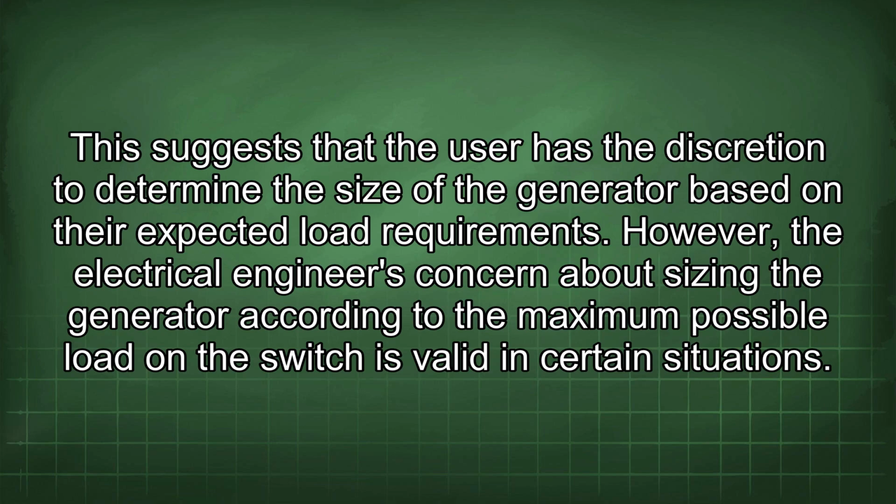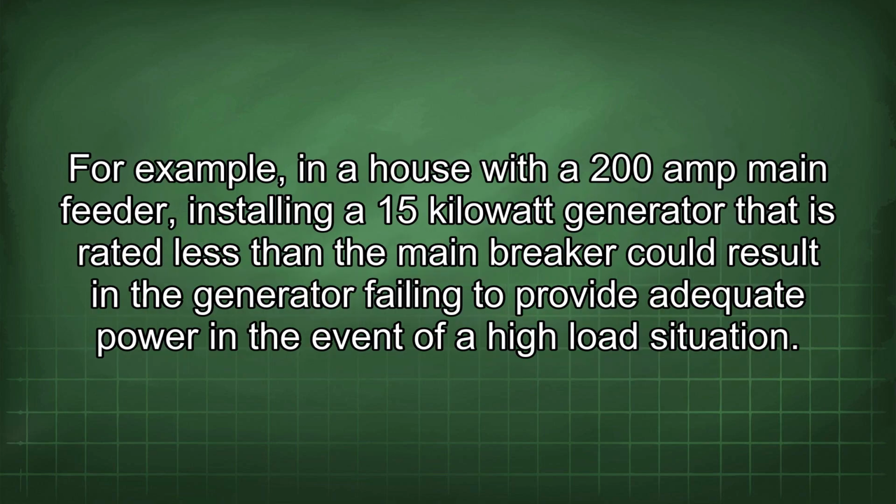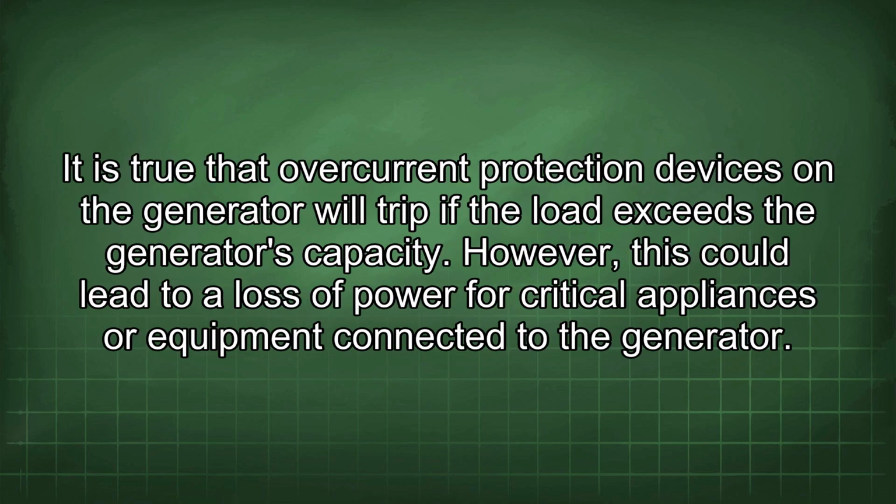valid in certain situations. For example, in a house with a 200 amp main feeder, installing a 15 kilowatt generator that is rated less than the main breaker could result in the generator failing to provide adequate power in the event of a high load situation. It is true that overcurrent protection devices and the generator will trip if the load exceeds the generator's capacity. However, this could lead to a loss of power for critical appliances or equipment connected to the generator.